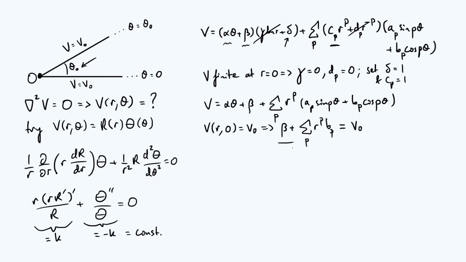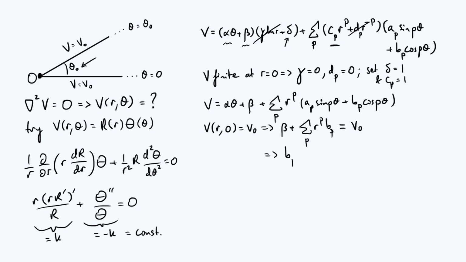Now notice that beta is a constant. All of the terms in this sum are not constant. In particular, remember that I said earlier that p has to be positive. So r to the power of 0 is not included there. So every single term in that sum depends on r. So we can basically compare coefficients of each power of r, which is simple because there are no powers of r on the right hand side. So every single b_p has to be 0 because those are the coefficients of terms which depend on r, but the right hand side doesn't depend on r.